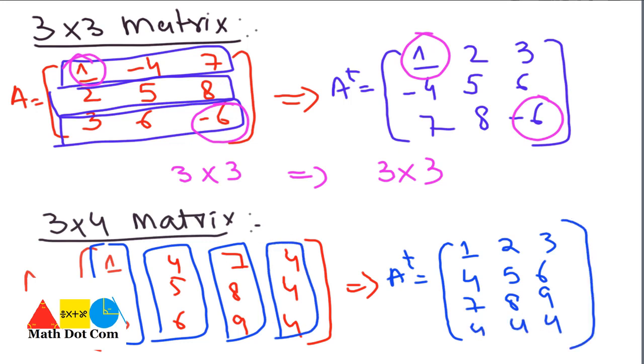Okay, so this is how you can find the transpose of a matrix having 3 into 4 order by changing the rows into columns, and you can easily see here that the order of the matrix has also changed. 3 into 4 has changed to 4 into 3. So this was all about the transpose of a matrix, how you can find it without any difficulty by using the different techniques.